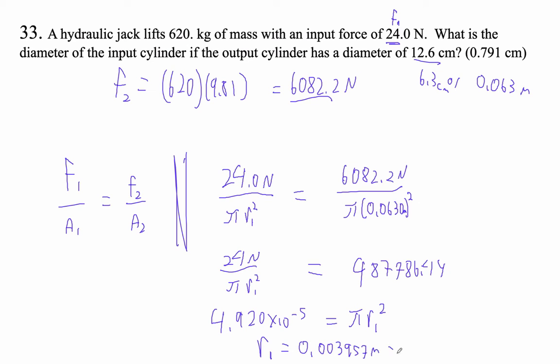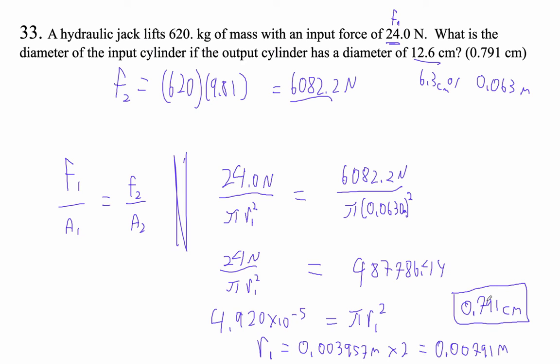0.003957 meters, times 2 gives us diameter, right? So I've got that it's equal to 0.00791 meters, which is 0.791 centimeters. Ta-da. All right.